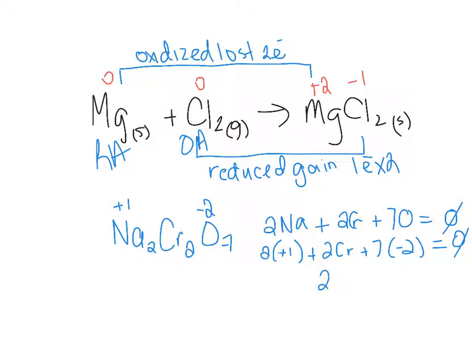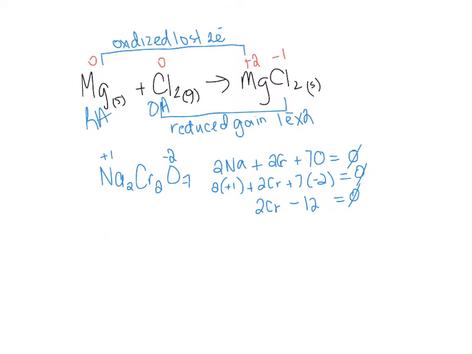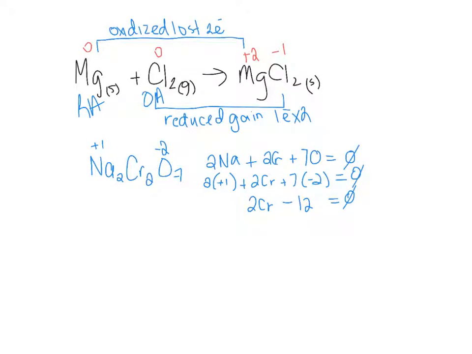So 2 chromiums minus 12 equals 0. So what is the charge? What is the oxidation number on chromium? 6 plus. So 2 chromium equals 12. Divide both sides by 2. Chromium is equal to +6. You okay with that? All right.